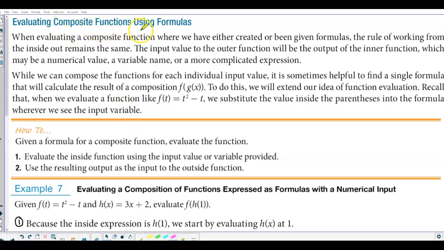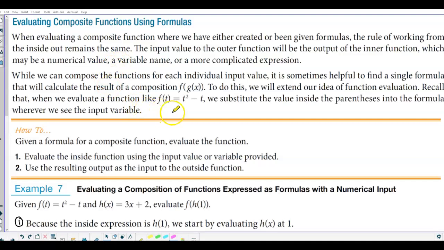Evaluating composite functions using formulas. When evaluating a composite function where we have either created or been given formulas, the rule of working from the inside out remains the same. The input value to the outer function will be the output of the inner function, which may be a numerical value, a variable name, or a more complicated expression.